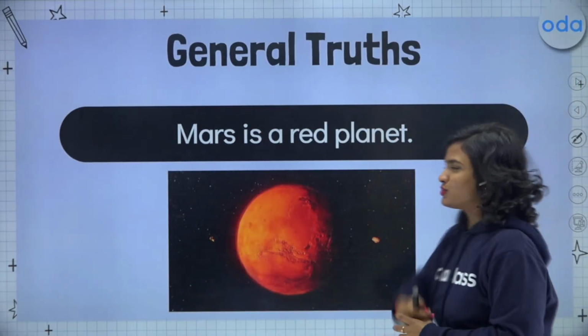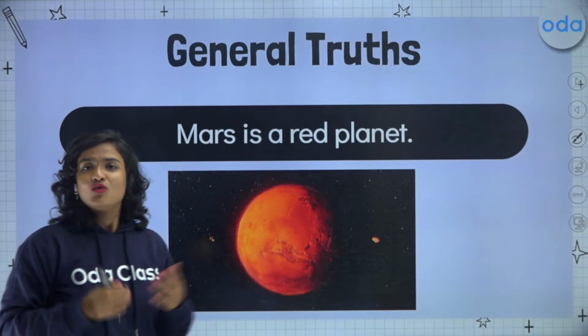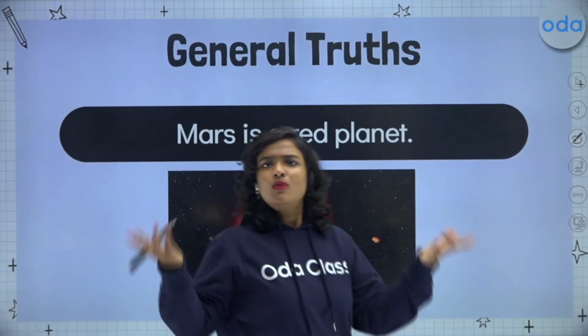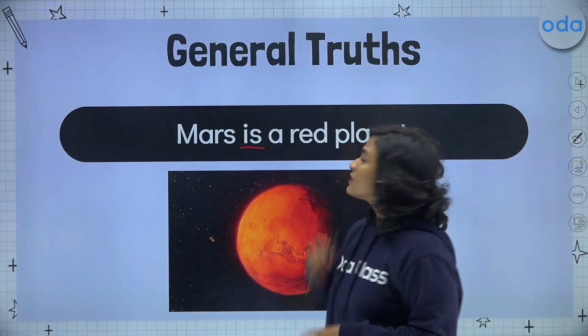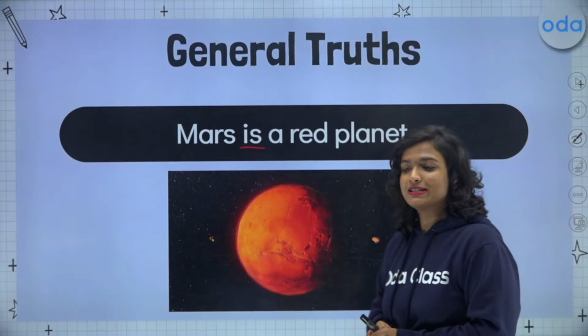Let's see one more general truth here. Mars is a red planet, right? Once again, simply a fact. So what do we use? We use our simple present tense to talk about this.